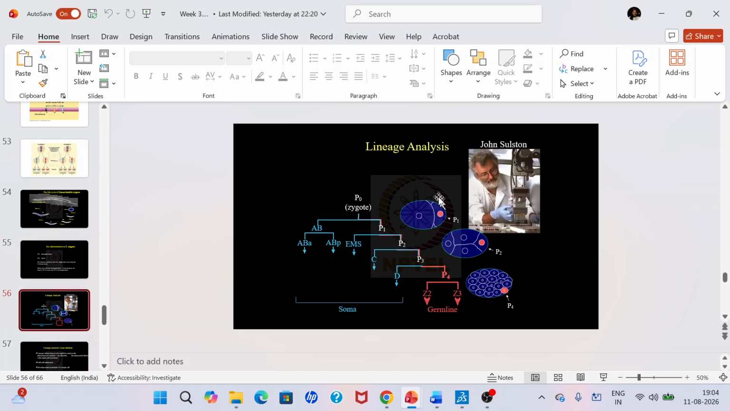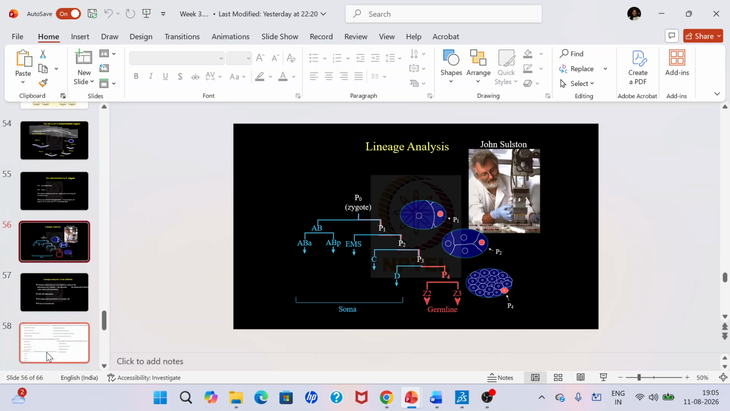This is the lineage analysis. Because the number of cells is small, lineage analysis can be done in C. elegans: which cell is forming what, what is getting formed from which cell, and which mutation in which particular cell can mutate what. So this was a cell lineage study that was done on C. elegans.